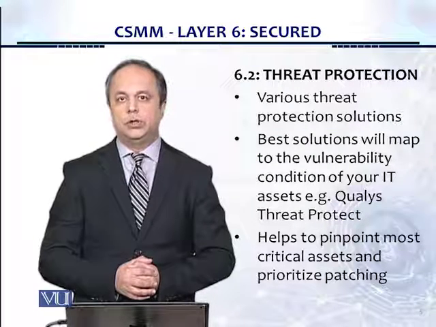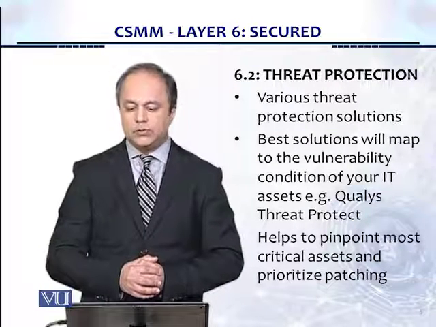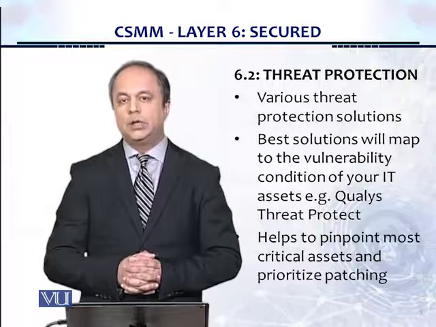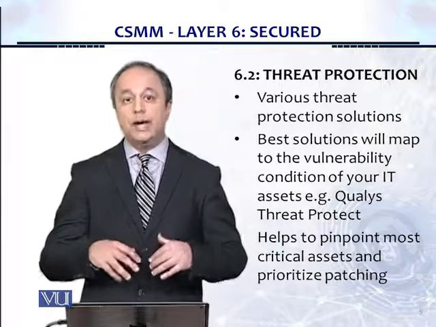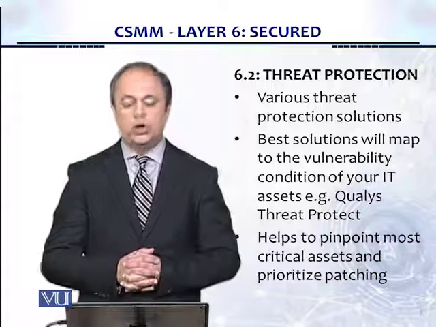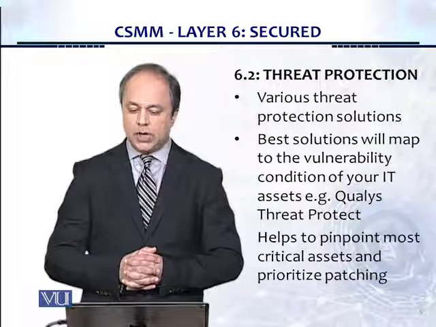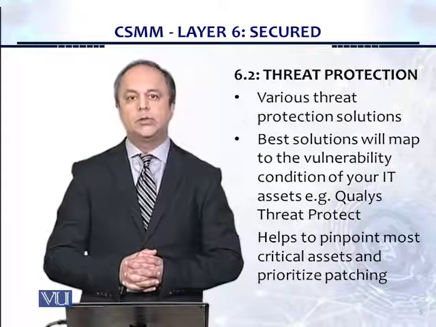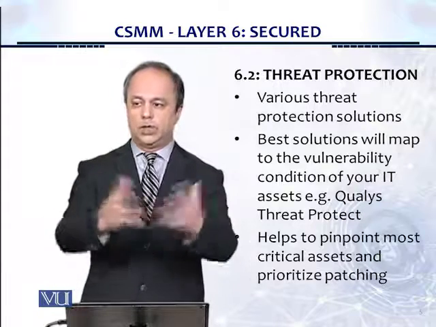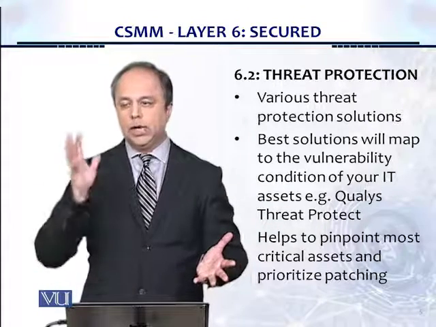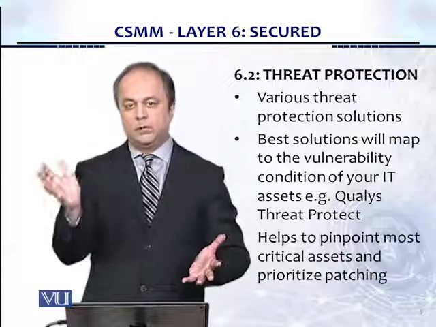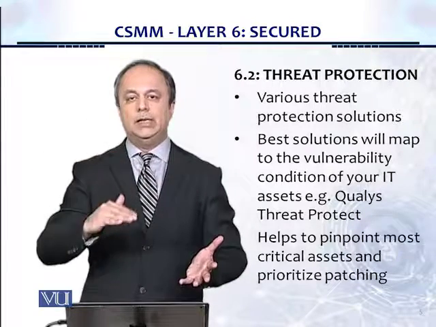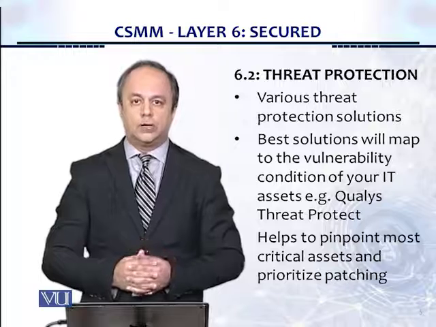6.2 is threat protection. Now, this is very interesting. Various threat protection solutions are out there in the market. The best solutions will map to the vulnerability condition of your IT assets. An example is Qualys Threat Protect. The way this works is that Qualys is already aware, because you've run the Qualys scan on the IT assets, which of your IT assets have which vulnerabilities and how many, and what is the criticality, high, medium, low, of those vulnerabilities.